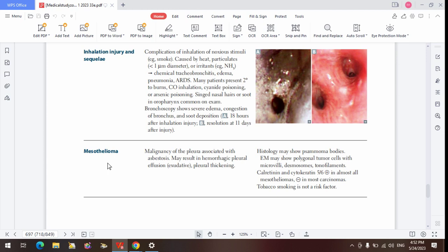So one of the ways you can separate them is by doing histochemistry to stain for cytokeratin 5 or 6. It is almost always positive in all cases of mesothelioma, and it is never positive in your lung cancers. The carcinomas affecting the lung are not positive with that. Another marker that is also elevated in them is calretinin. We should not forget these two: cytokeratin 5 or 6 and calretinin. They are elevated in individuals with mesothelioma, and can be used to separate it from lung carcinoma. Tobacco smoking is not a risk factor for mesothelioma. Tobacco smoking is not a risk factor for mesothelioma. Asbestosis is the cause for mesothelioma.